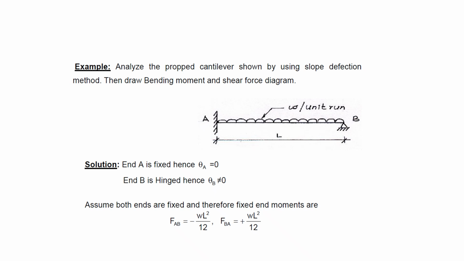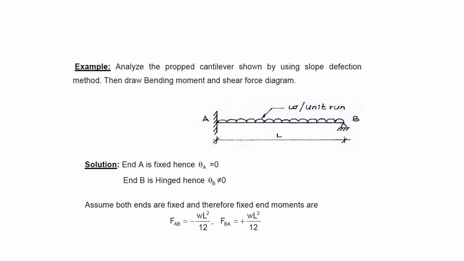So propped cantilever means you can see the end A is fixed, so there won't be any displacement. Theta A is 0, and B is hinged, it will allow rotation, so theta B cannot be equal to 0. And next we are finding the fixed end moments.